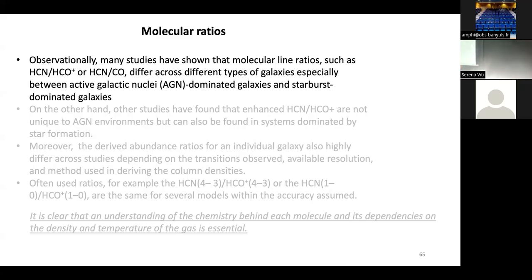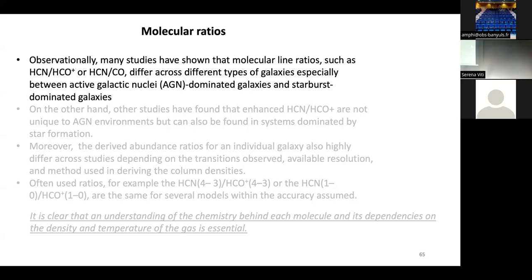So basically, because of the beam being so large, you don't know the geometry of the emission. And so people say, okay, if I observe two molecules and I just use the ratio as a measure, then I don't have to care about the size of the region because the molecules would come from the same region.